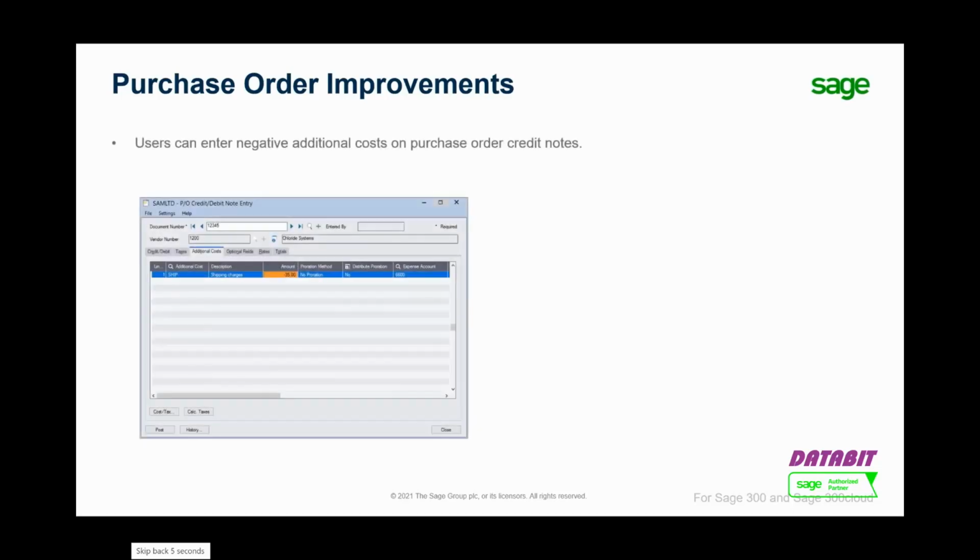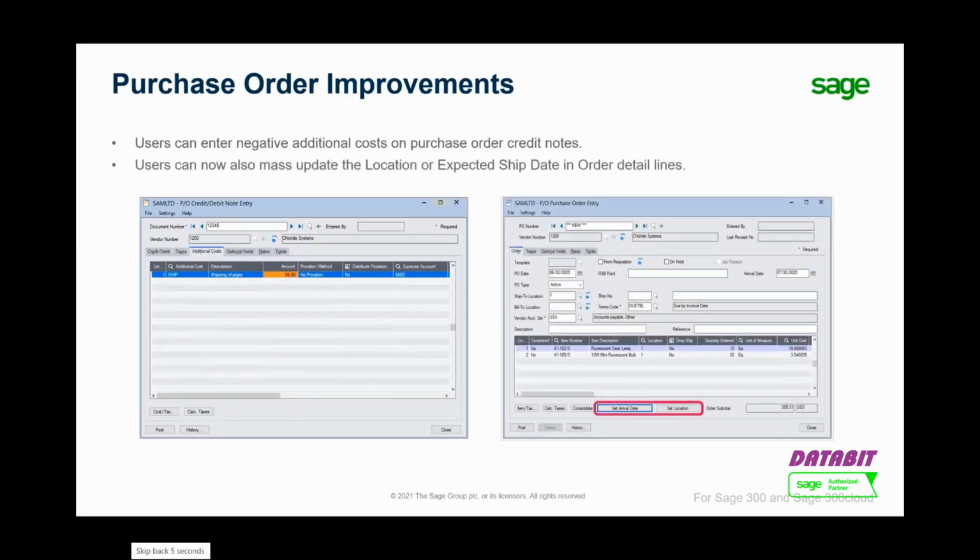Sage 300 version 2022.0 includes improvements to purchase orders and order entry. With this version, users may now enter negative additional costs on purchase order credit notes, as well as set the expected arrival date and location for all details on a purchase order. More information on this new feature is available in the Purchase Order Improvements in Sage 300 2022.0 video.